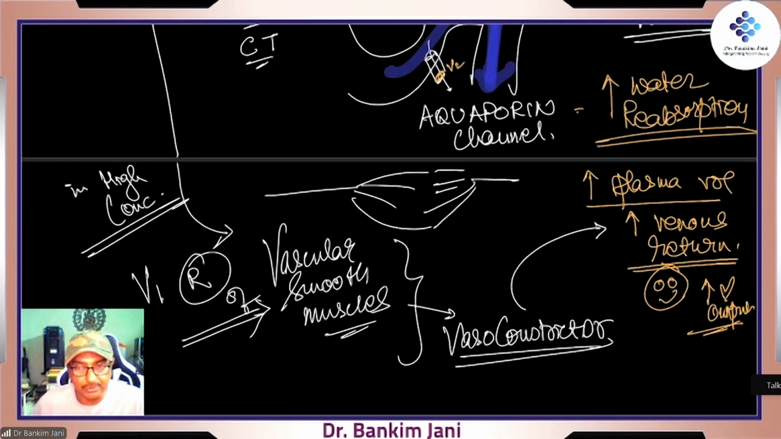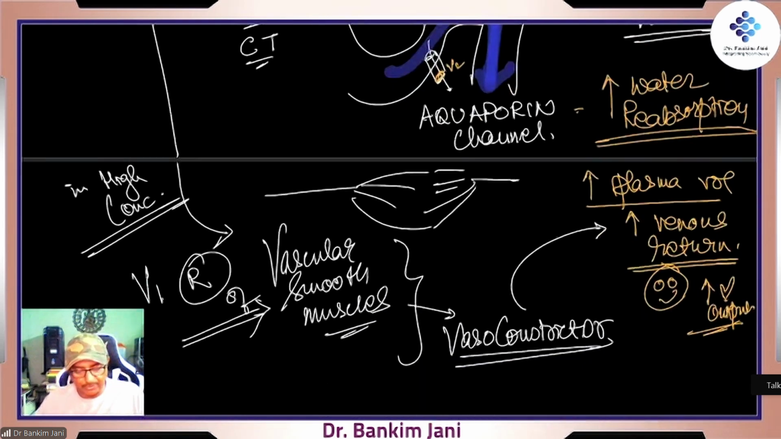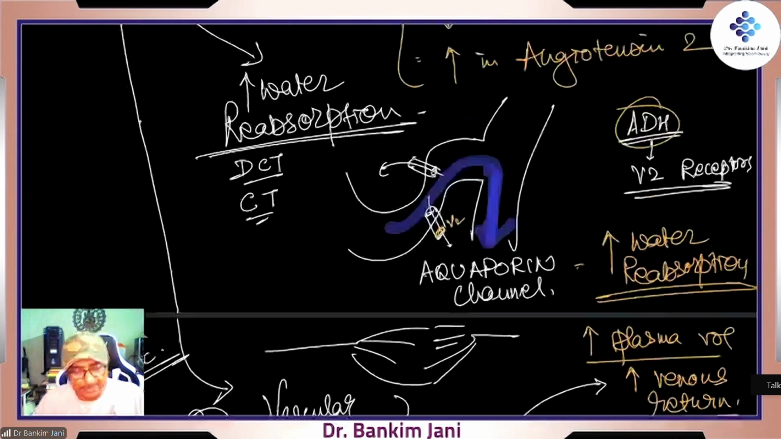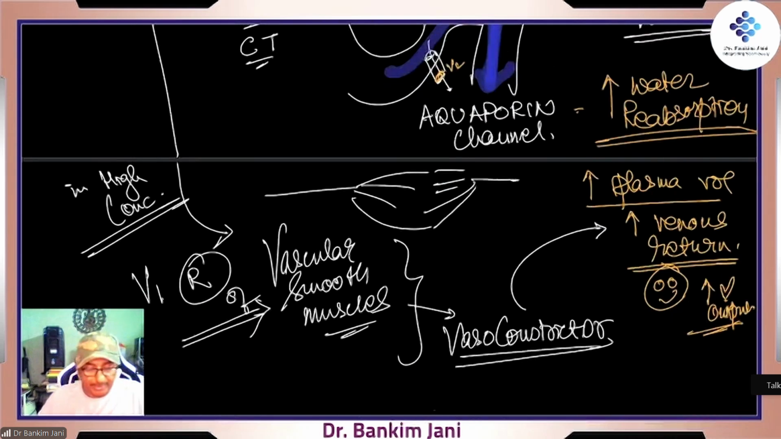In high concentration. So when the person is normal, you'll find that this ADH, antidiuretic hormone or vasopressin, won't be acting on these vascular smooth muscles as actively as compared to its main function, its main dharma, the water reabsorption. But yes, this is one of the mechanisms which you must know, right? So this is one.